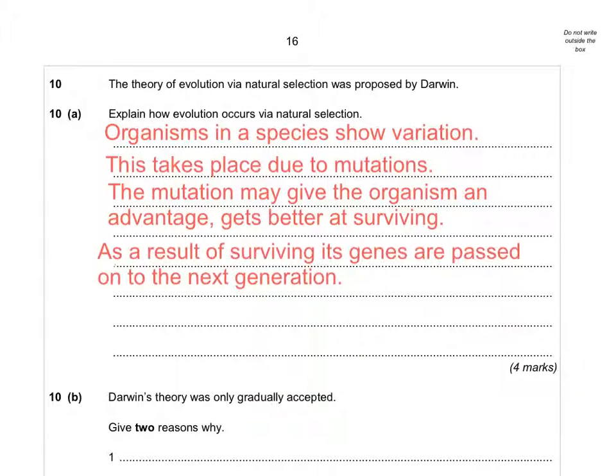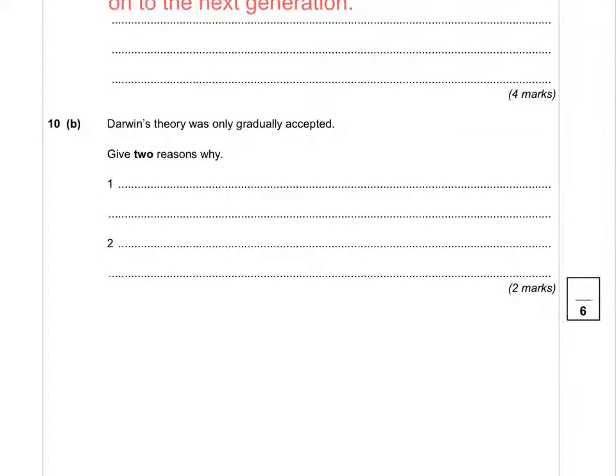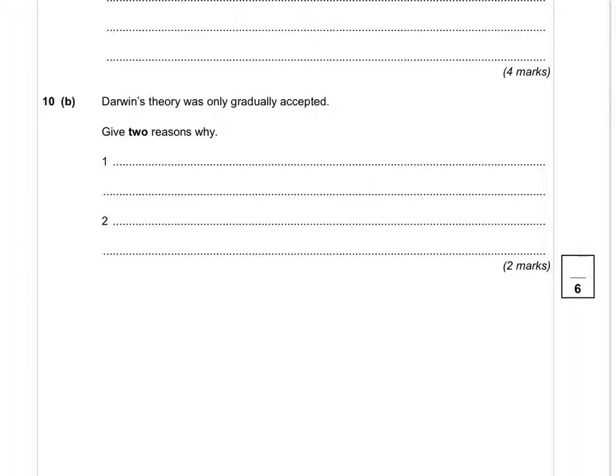Okay, so that was generally quite well answered. The only part that people were missing out for the mark scheme was this first bit here. So organisms in a species show variation. You have to mention that in order to get maximum marks on that question. Okay, so just very quickly group this together and then we'll move it down to our next one. There we go. So Darwin's theory was only gradually accepted. Give 2 reasons why. Main ones that you can say that are on the mark scheme.